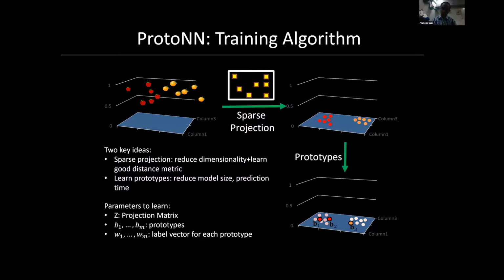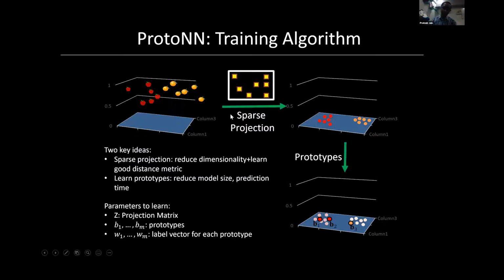And furthermore, we are going to learn these prototypes from scratch. So it's not like I will take my training data or projected training data and try to select some prototypes from it. We are not going to do that. We are going to learn completely new prototypes from scratch. And we will in fact learn the label vector for these prototypes also. That is, for example, this point B2, while it is very close to, say, the Apple class, can also give a little bit of a push towards the orange class. So the label vector itself for each prototype is also learned.